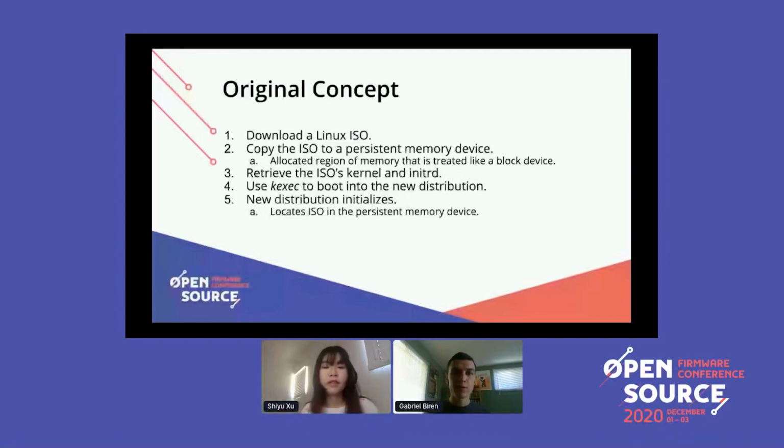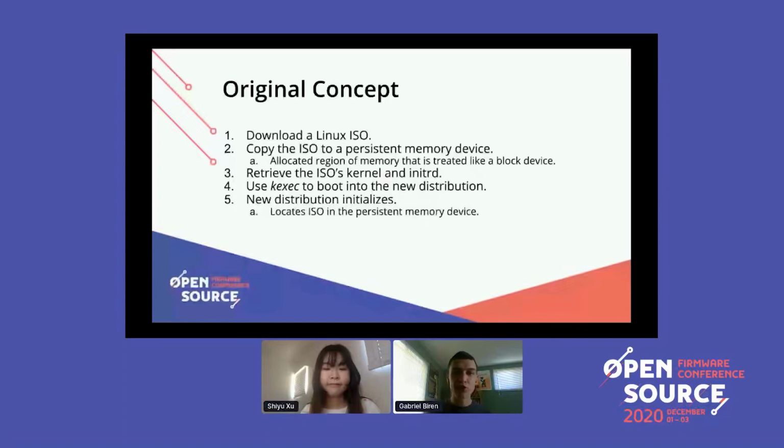So the original concept for Webboot looked something like this. In the first step, we download a Linux ISO. After that, we copy the ISO to a persistent memory device. And persistent memory is kind of complicated. But the thing to think about is that we allocate a region of memory and treat it like a block device. And this will be important later on.